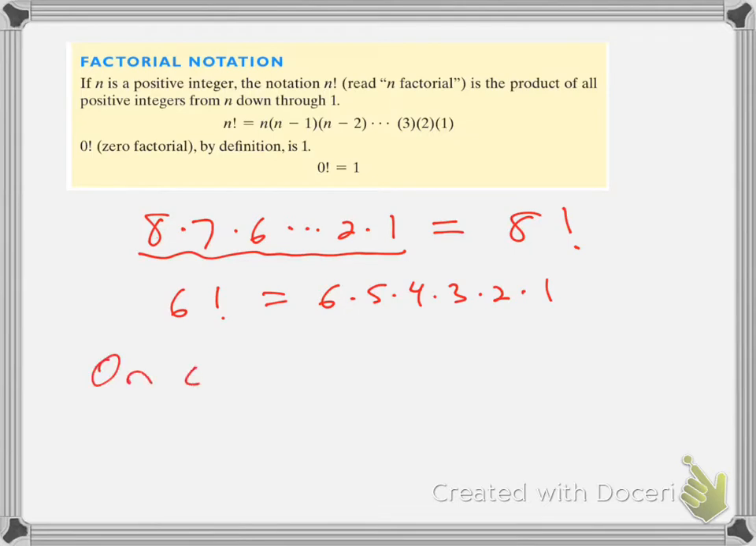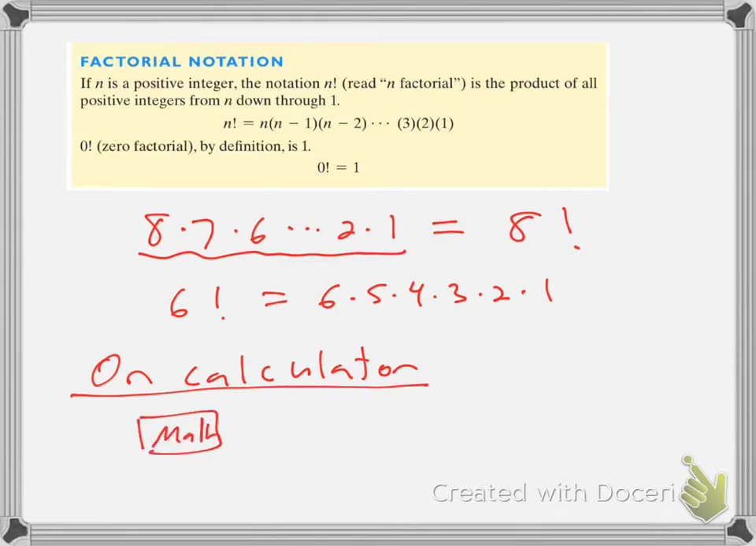On the calculator, you can do factorials, and you should learn to, because you don't want to do all these by hand. If you're doing like 20 factorial, you're going to be typing in a lot of things in your calculator. 20 times 19 times 18. If you hit the math button and then scroll over to the probability tab with your arrow, look at number 4.